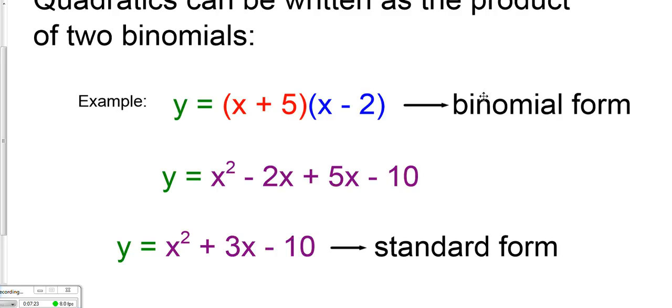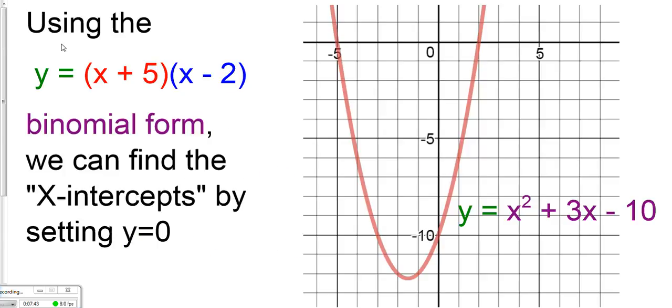This is a binomial form. So these two really mean the same exact thing. They're just different forms of the same equation. If you graphed them out, they would make the same parabola. So we have a standard form, we have a vertex form, and even this binomial form. Now, using our binomial form, this x plus 5 and this x minus 2, that helps us find the x-intercepts.